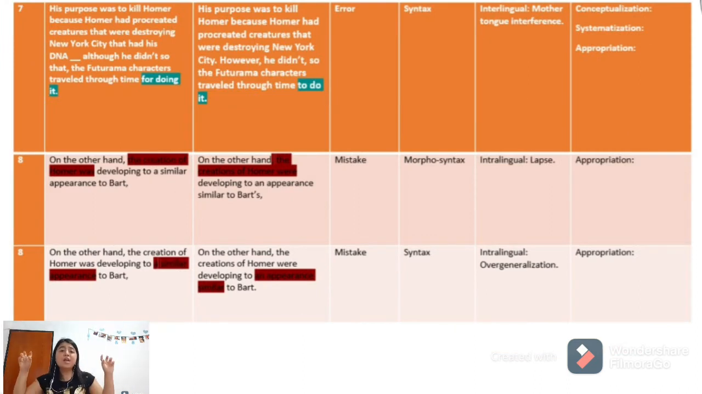In the eighth line: "the creation of Homer was developing." The correction is: "the creations of Homer were developing." It is a mistake because in the next sentence, the learner corrected this. The classification is morphosyntax because it affects a morpheme of the verb, and the source is a lapse. The next one is: "a similar appearance to Bart." The correction is: "an appearance similar to Bart's." It is a mistake. The classification is syntax and the source is overgeneralization, because the student keeps in mind that the adjective always goes before a noun.